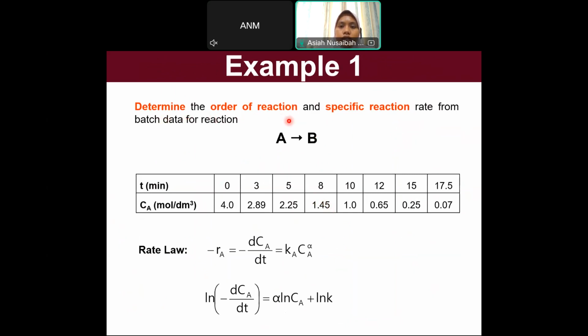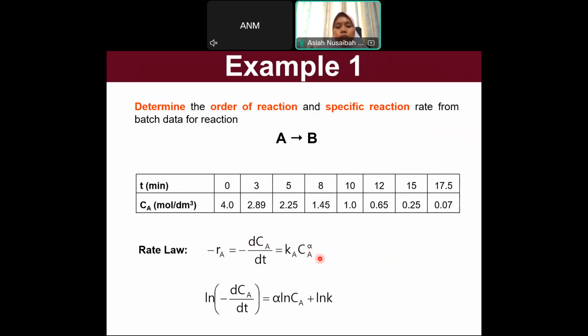Determine the order of reaction alpha and specific reaction rate k from batch data for reaction A converted to B. We were given the time and also the concentration. Basically, we want to write the rate law of this reaction. Since it involves only one reactant, the rate law is minus rA equals k_A C_A^alpha. In differential form, minus rA equals minus dC_A over dt, which equals k_A C_A^alpha.